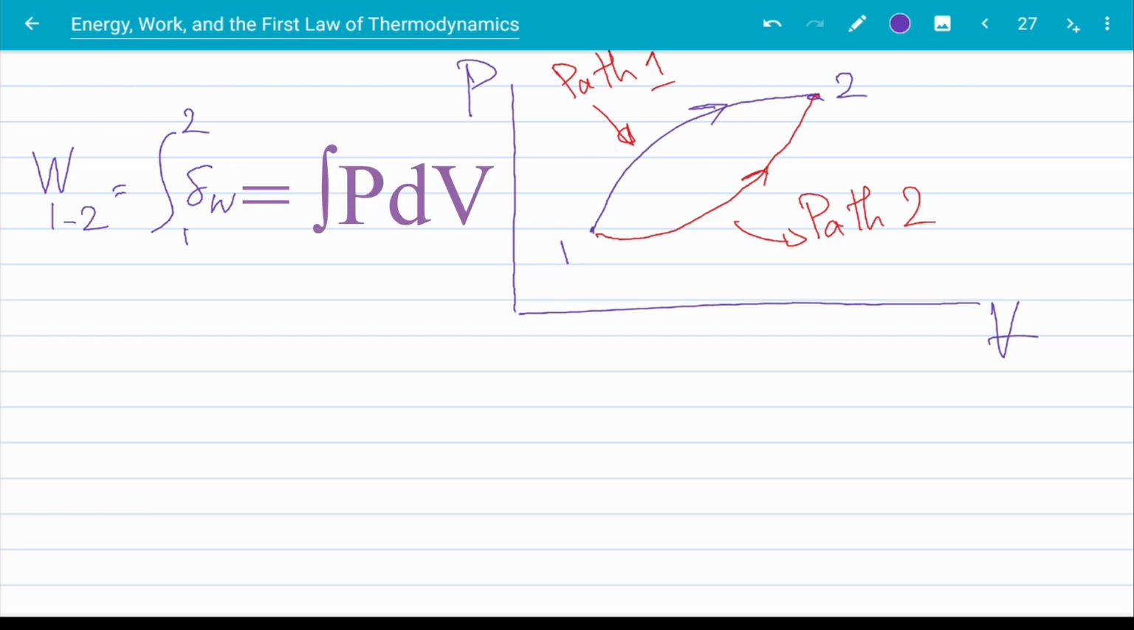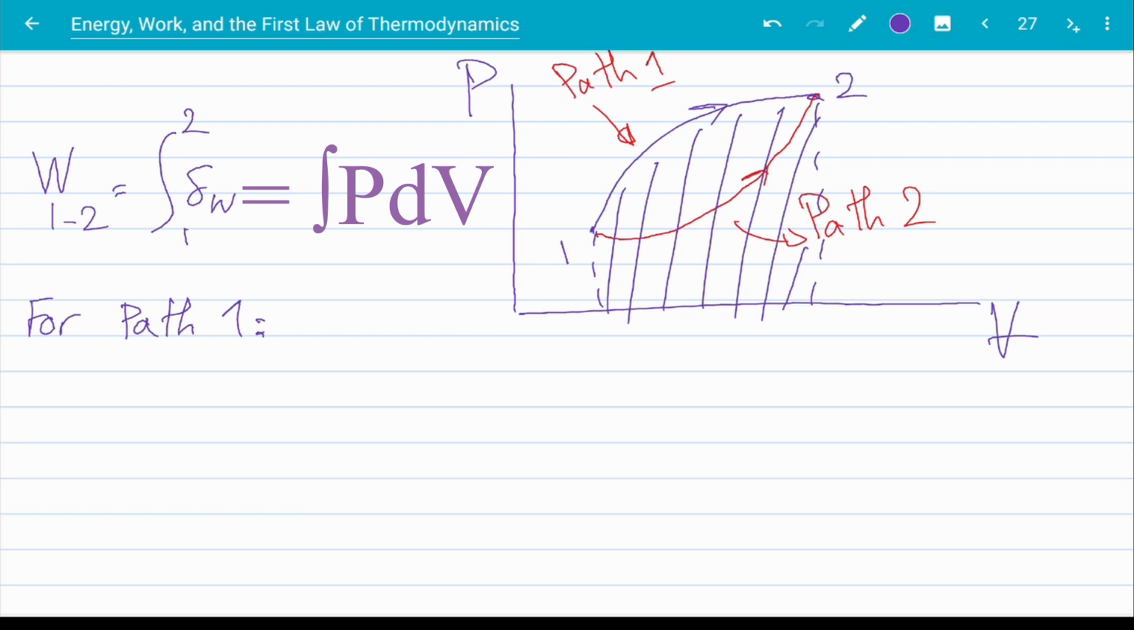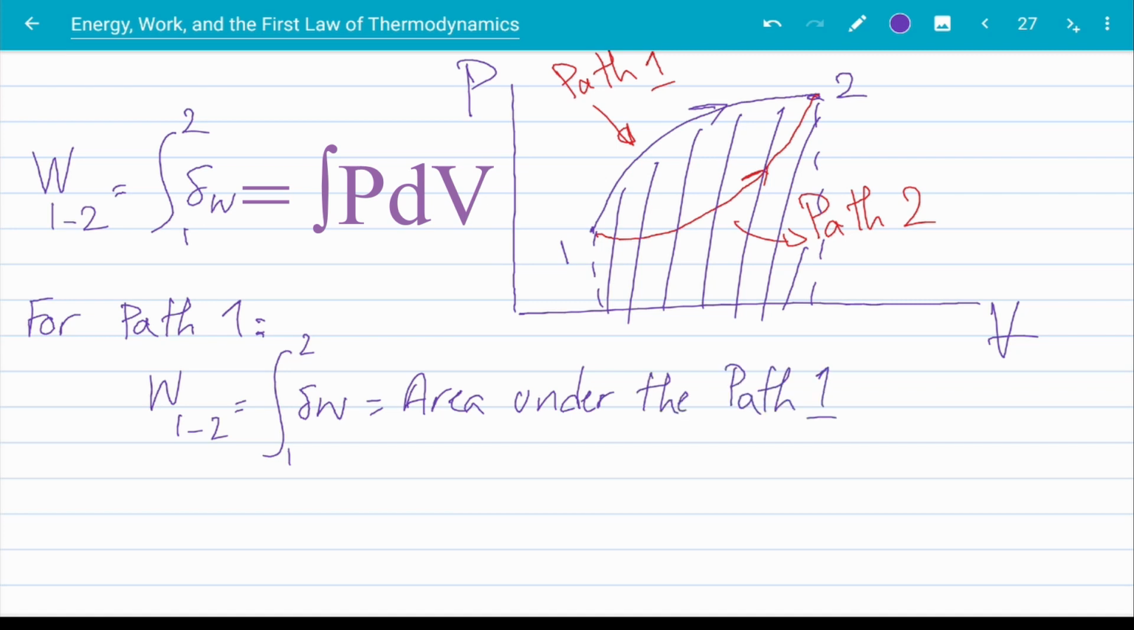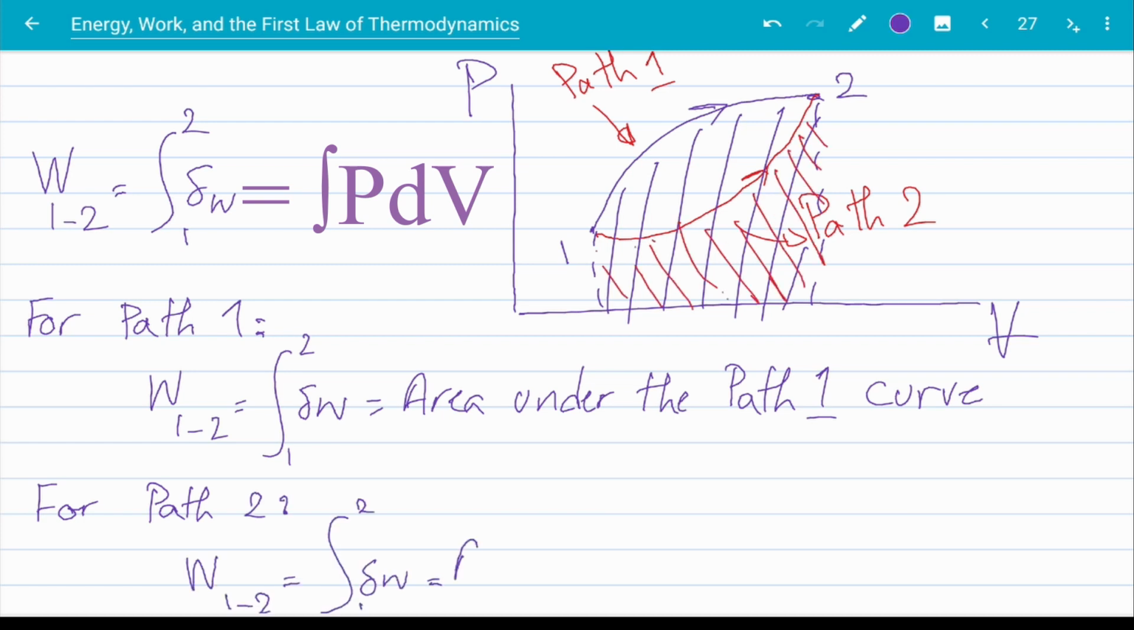Previously, we showed that the mechanical work of a pressurized system is related to pressure and volume. So the work from state 1 to 2 for path 1 is the integral from state 1 to state 2 of pressure times d volume, which is equal to the area under the path 1 curve, this blue hatched area. For path 2, however, W from 1 to 2 is the area under path 2 curve, or the red line, which is this red area.